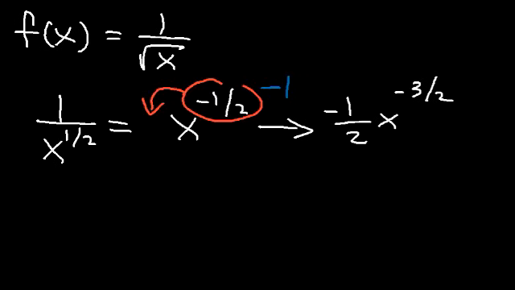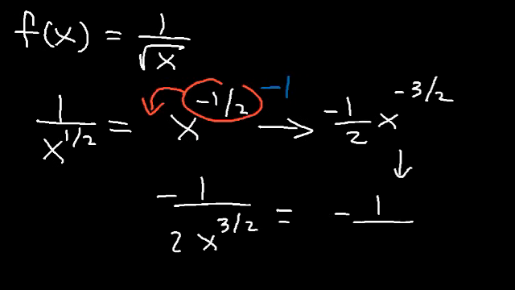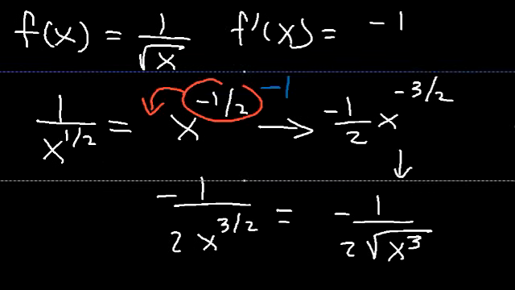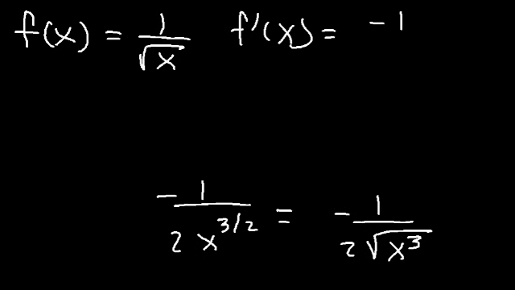Now, if we bring the x back to the bottom, this is going to be negative 1 over 2 x to the 3/2. And we can put it back in radical form if we write it like this: the square root of x to the 3rd. So our final answer is going to be negative 1 divided by 2 square root x cubed. So let's see if we can get that answer using limits.